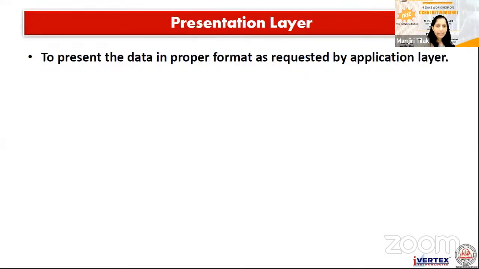Now, below the application layer, there is another layer available, which is the presentation layer, correct? What is the function of the presentation layer? The presentation layer will present the data in proper format as requested by the application layer. Means the work of the presentation layer is dependent on its upper layer, that is the application layer, right? So based on the application layer request, the presentation layer is going to format or present that data so that the layers below will understand it and proper data will be given to the user, right?